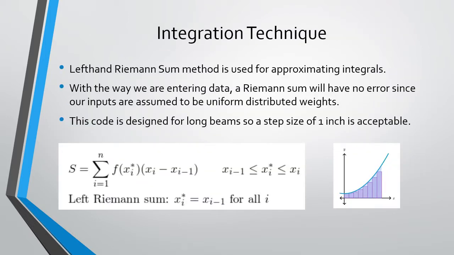Some pieces of my code required using an integration technique, and I've decided to use the left-hand Riemann sum method. With the way that data is being entered, a Riemann sum will have no error since the inputs are assumed to be uniform distributed weights, so basically they already look like stair-step functions. This code is designed for long beams, so a step size of 1 inch that I've used in my code is acceptable.